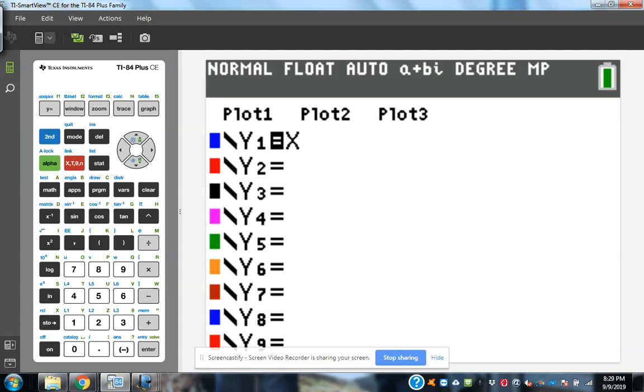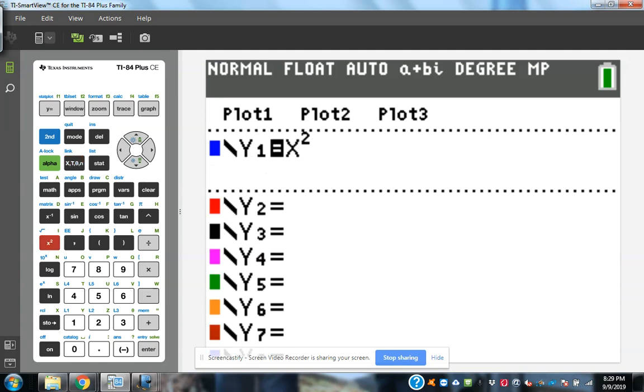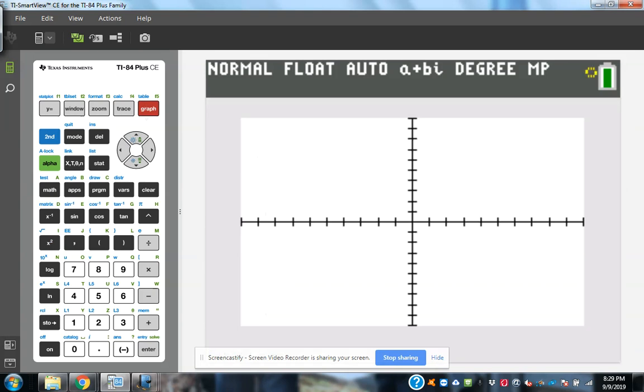And then I need that squared. So I've got a squaring button right there above where it says log. We'll hit that button to get x squared. Okay. Then I'm going to hit graph. And I see that same picture that I sketched earlier for us, right? It's that same kind of shape.